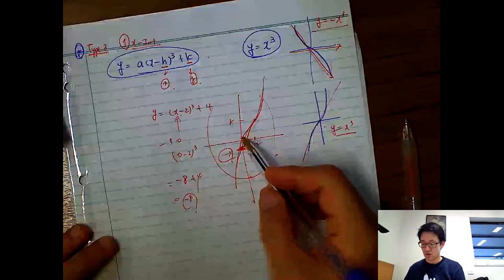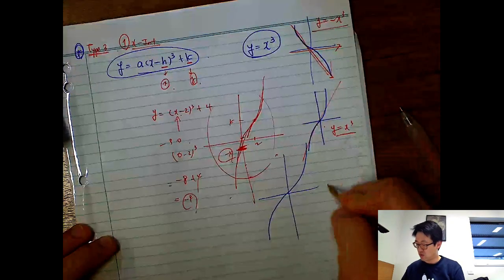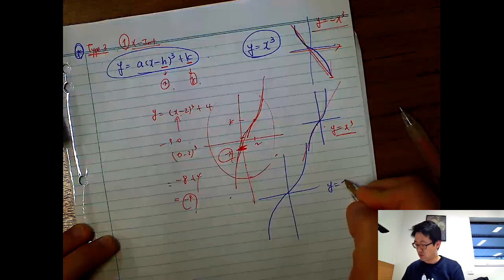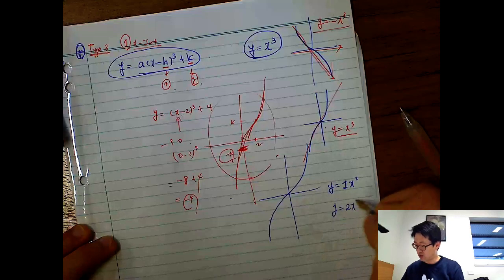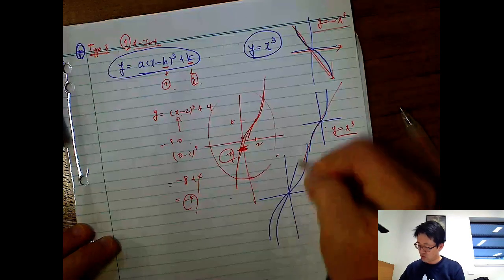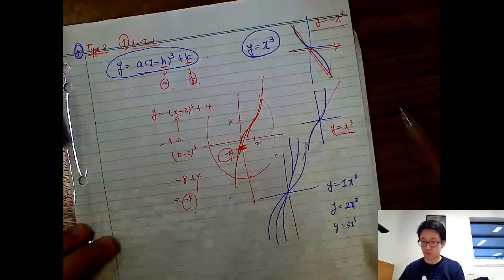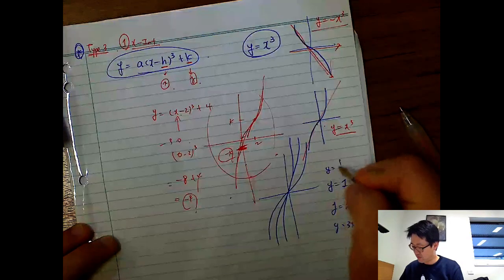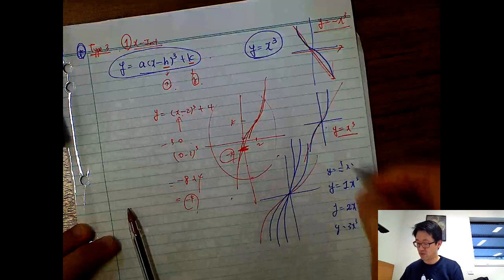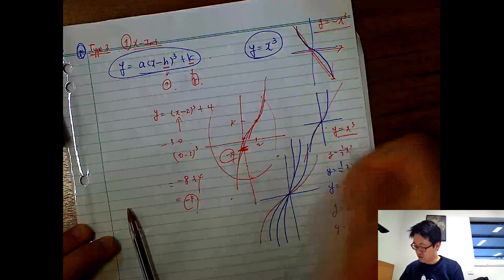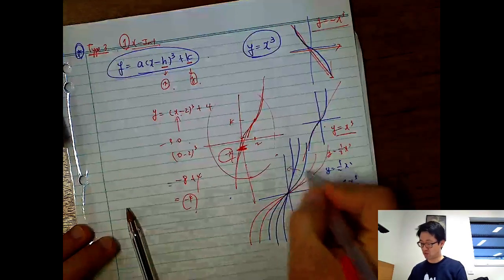One more. Let's say this one was y equals 1x cubed, y equals 2x cubed, 3x cubed, a bit more up. What about then half? Wider. y equals 1 over 3 x cubed, wider. That makes sense? Yep. So move that way.